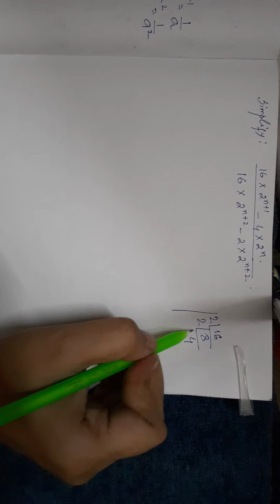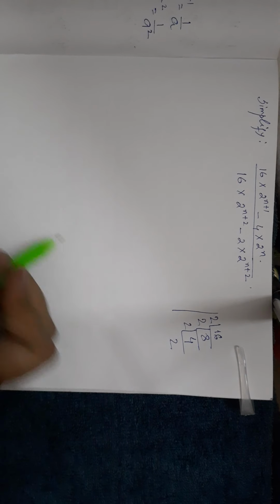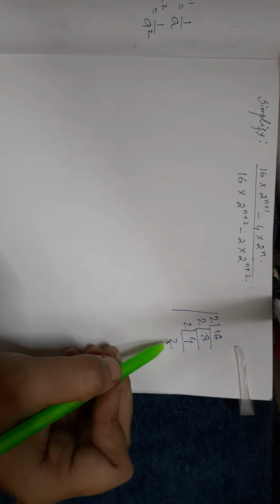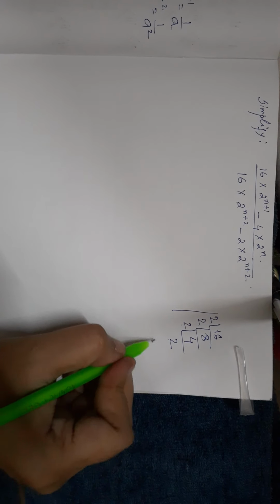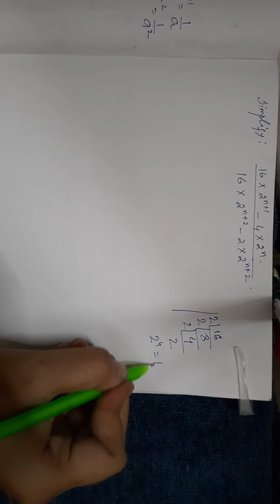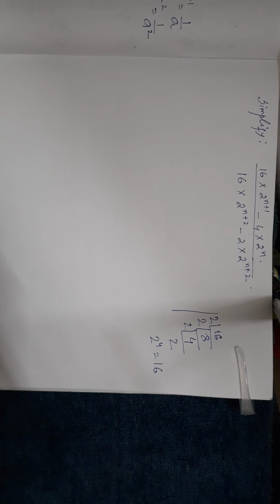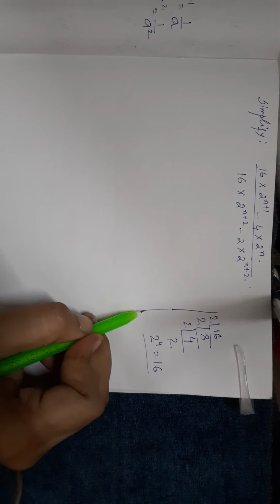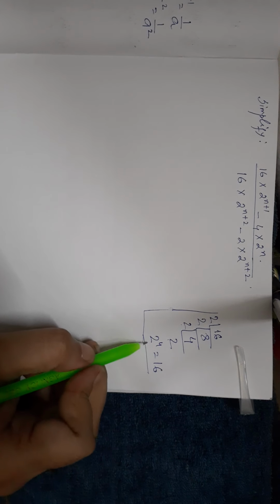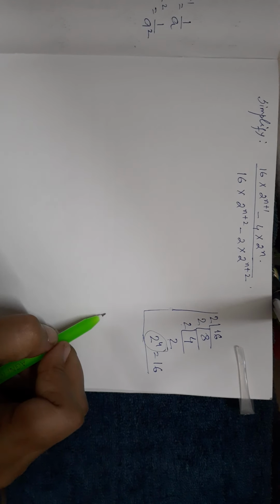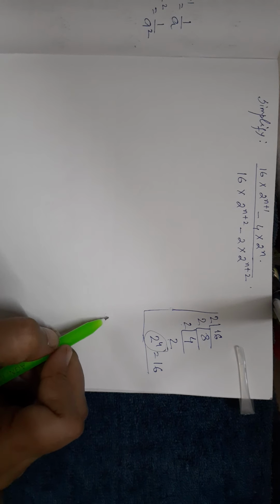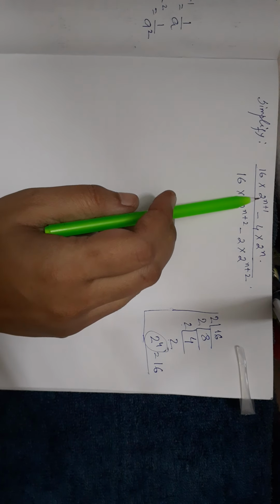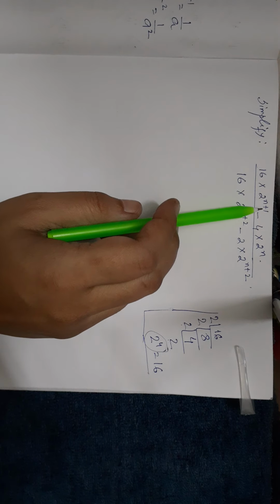So let's see what the factors are. If we want to find the prime factors of 16, we will see that 2 into 2 into 2 into 2, that means 2 to the power 4, is equal to 16. We can write 16 in index form, that means 2 raised to the power 4 is equal to 16. Here you can see it is given 2 raised to the power n plus 1.